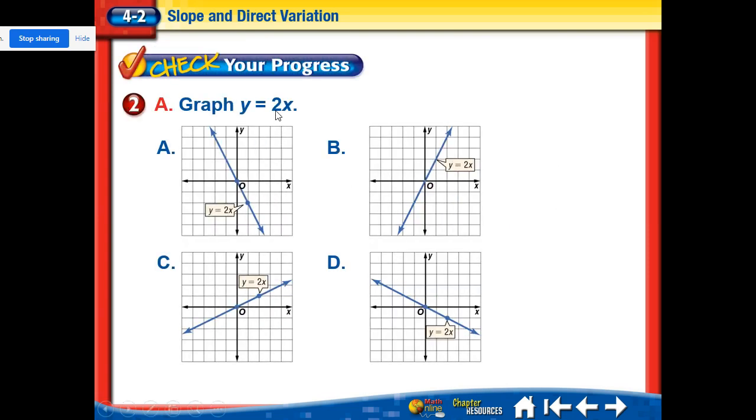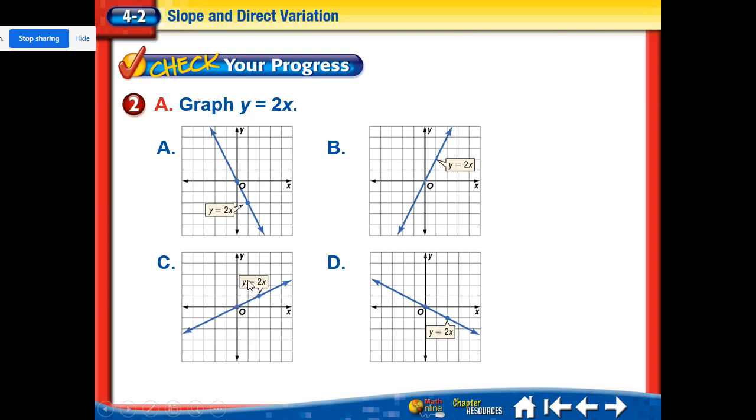So what about 2x? 2x is a positive 1. So we know right away that a and d are not possibilities. So we start at the origin, and 2 can be written as 2 over 1. So we're going to go up 2 and over 1.